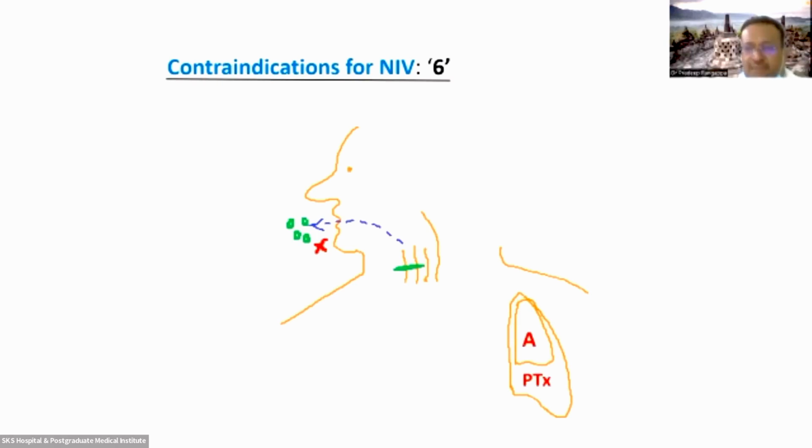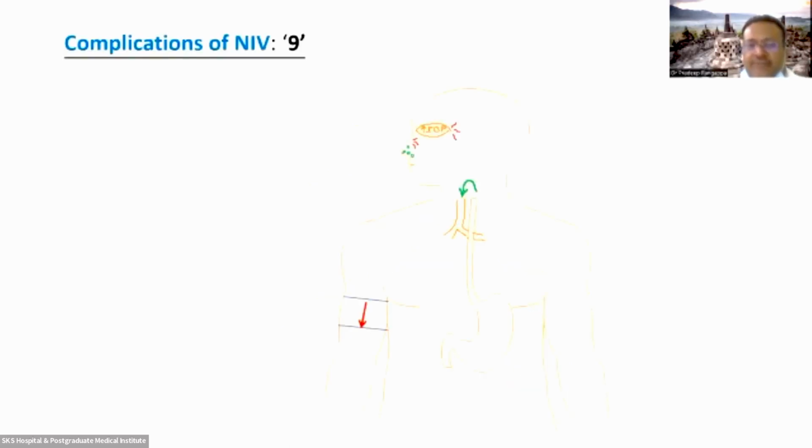Or severe acute asthma, where there is severe bronchospasm, NIV is not something that will be useful, and in pneumothorax it can worsen. Then there are patients where the GCS, the conscious level, is very low. These are relative contraindications because they won't be able to protect the airway. Or someone who is very hemodynamically unstable, NIV can offset the stability. So these are some of the accepted contraindications for NIV.